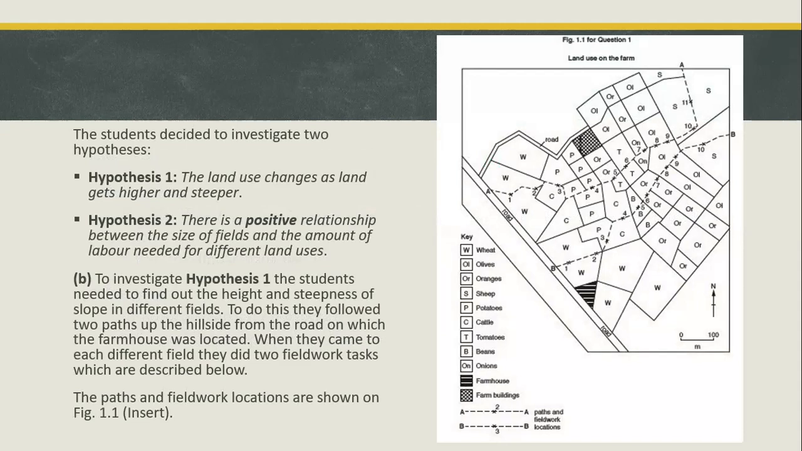To investigate hypothesis one, the students need to find out the height and steepness of slope in different fields. To do this, they follow two paths up the hillside from the road on which the farmhouse was located. When they came to each different field, they did two fieldwork tasks, which are described below. The path and fieldwork location are shown on figure 1.1. So here on the right side, you can see figure 1.1.